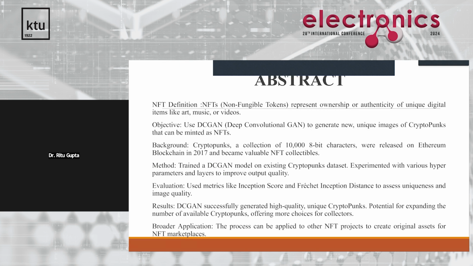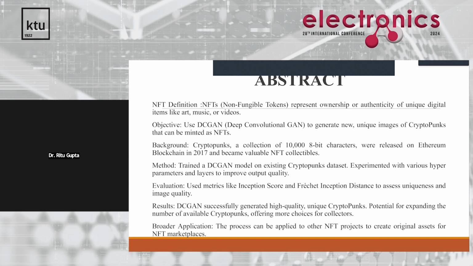NFT is basically a kind of digital asset that signifies ownership or proof of authenticity of a special good or a piece of material such as artwork, music, films, or tweets. Our objective in this study is to investigate how a DCGAN, a deep convolutional generative adversarial network, can be used to create distinctive pictures of CryptoPunks that can be converted into NFTs.